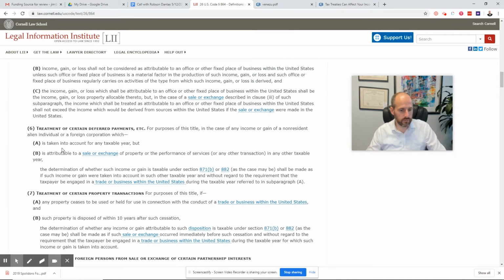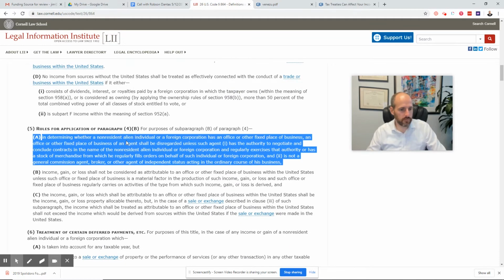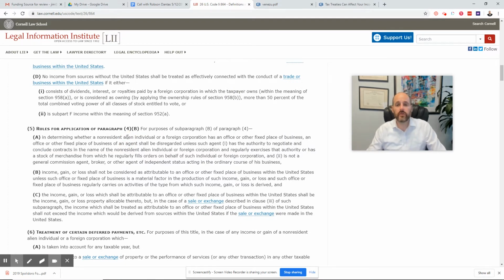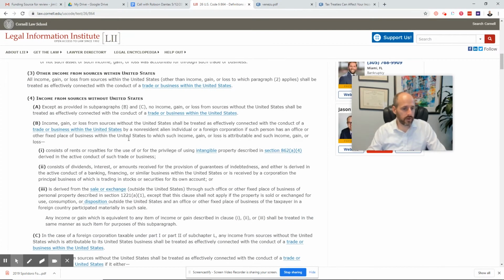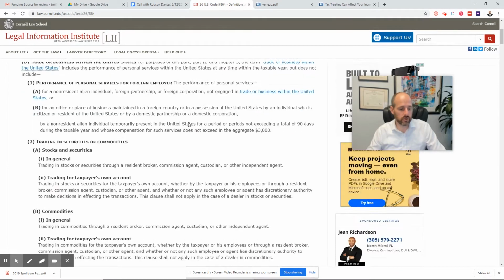Let's see. Treatment of certain property deferred transactions. So that's really the biggest part there, is determining the sourcing of the income and where it's really being earned. And this is the code section here. It's 864. It's just definitions and special rules.